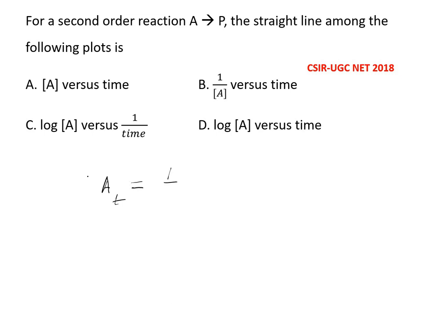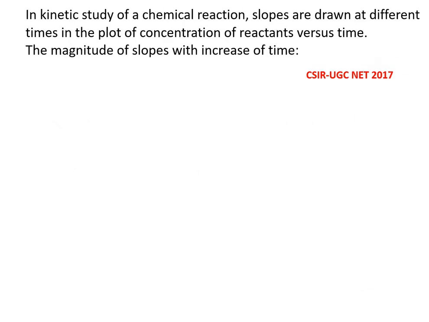So 1/[A]t is given as 1/[A]0 plus kt. This is the typical second order kinetics equation, the integrated rate law. So 1/[A]t versus t will be the plot, right? So which option is correct? 1/[A] versus t. So I think option B should be correct. Option B is correct. Okay.